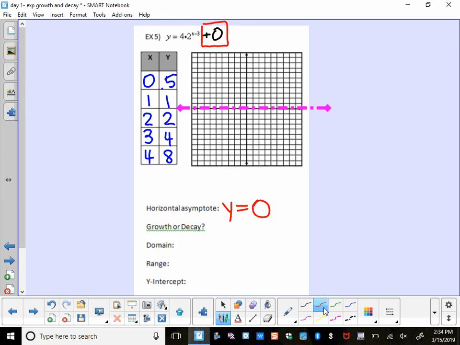So I have 0.5. Well, I'll go to my 0, I go up 0.5, which is basically right in between 0 and 1. 1, 1. 2, 2. 3, 4. And 4, 8. And I'm going to draw, granted, once again, my board is a little off. Try to not get below your asymptote. Mine did a little bit, but we're just sketching the graph.